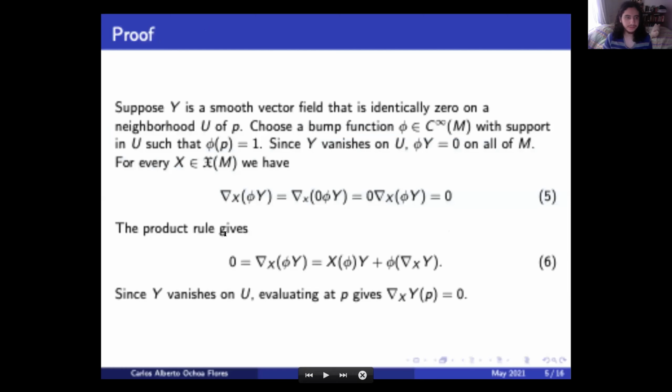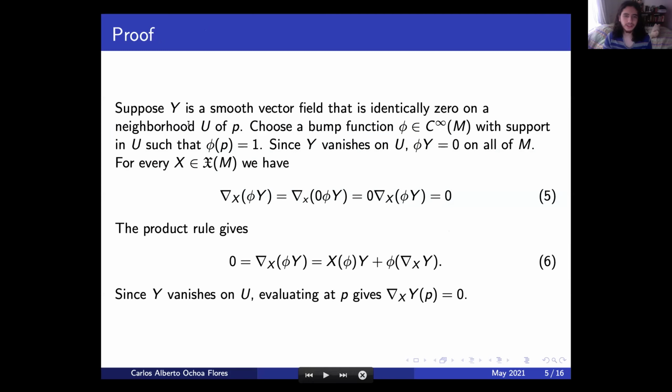Now, suppose Y is a smooth vector field that is identically 0 on a neighborhood U of a point P, and we can choose a bump function, a C-infinity function which has support in the neighborhood that we are interested in, and such that it has value 1 at the point P. And then since Y vanishes on U, the product of Y with phi vanishes everywhere. Yeah, it's 0 as a vector field.